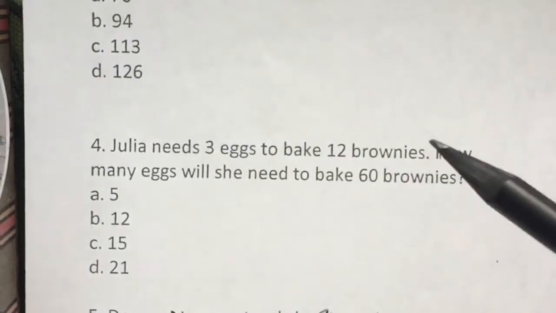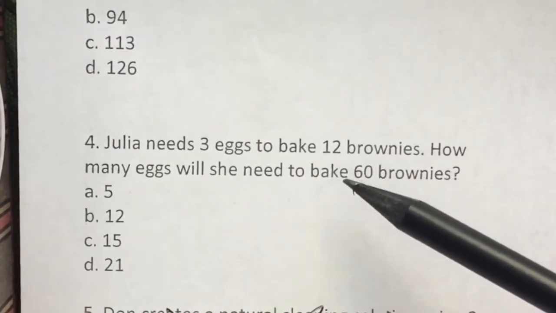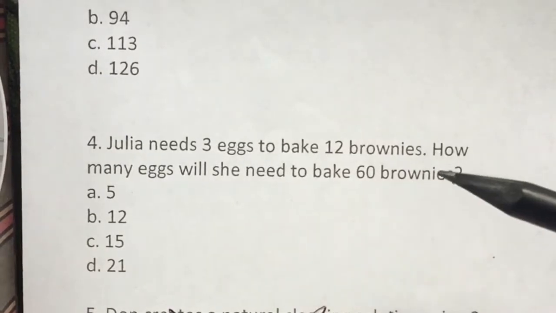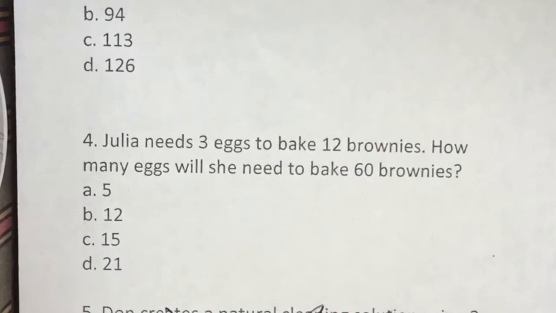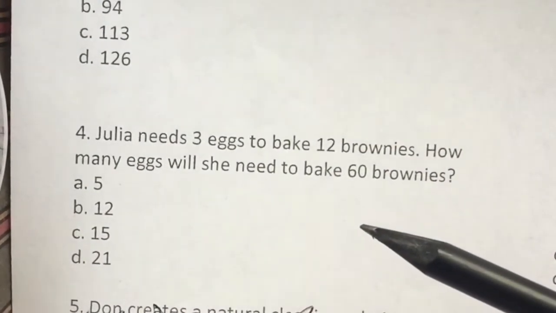All right, number 4. Julia needs 3 eggs to bake 12 brownies. How many eggs will she need to bake 60 brownies? This is classic proportion, and this is actually what I would probably use this for in real life, is for making brownies. All right, so go ahead and see if you can set up your proportion.